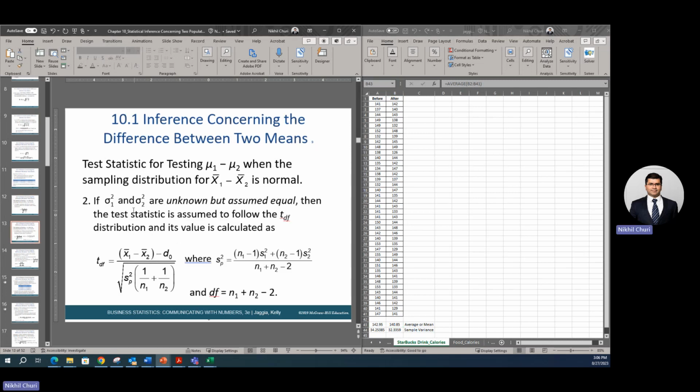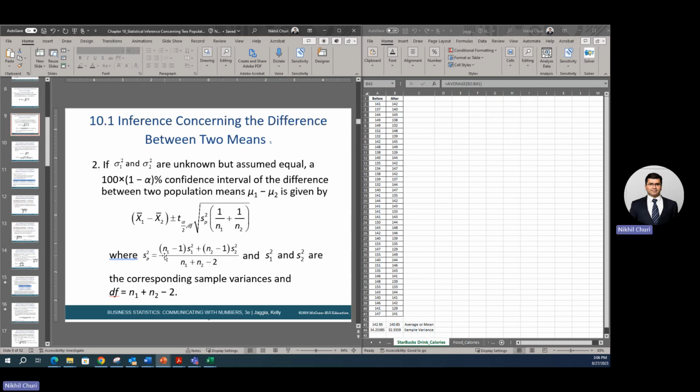Next, scenario 2: if sigma 1 square and sigma 2 square, meaning the population variance for data 1 and the population variance for data 2, are unknown but assumed equal, then the test statistic is assumed to follow the t distribution, and its value is calculated using this formula. So again, t equals x1 bar minus x2 bar minus d0. If not given, straightforward, assume d0 to be 0, divided by the square root of sp square multiplied by 1 upon n1 plus 1 upon n2. And the formula for sp is already given over here. For sp, all you need to know is the number of data points n1, n2, and s1, s2, which can be calculated using Excel.